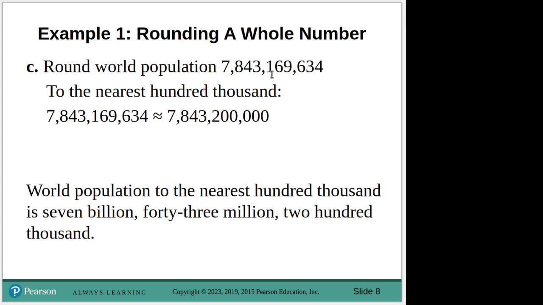So I look at the 100,000 place, and I look to the number to the right of it. Is it bigger than 5? Well, it is. So I'm going to increase this one up to 2, and I'm going to fill everything to the right of it with 0.